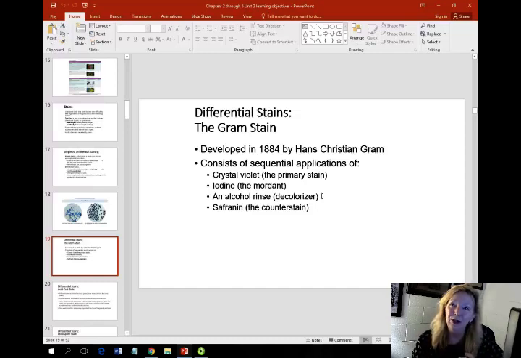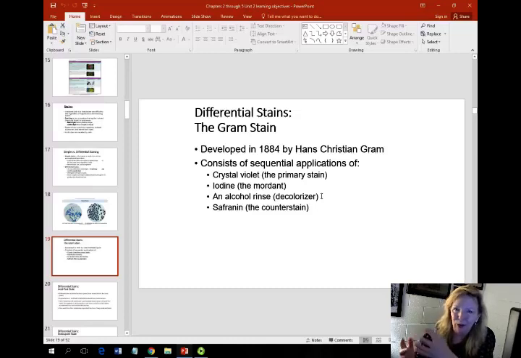Just to give you an idea about Gram-positives, some Gram-positive organisms you've heard of: Staphylococcus aureus. Y'all have all heard of Staph aureus. That is a Gram-positive organism. Streptococcus has many genuses, but Streptococcus, one of the ones that cause strep throat, those are Gram-positive organisms.